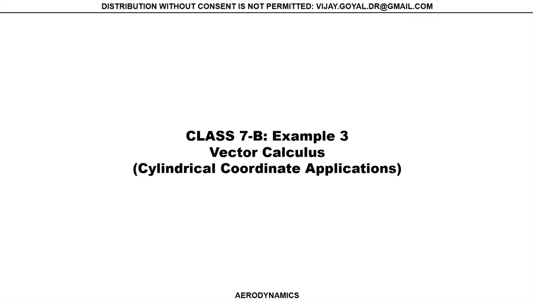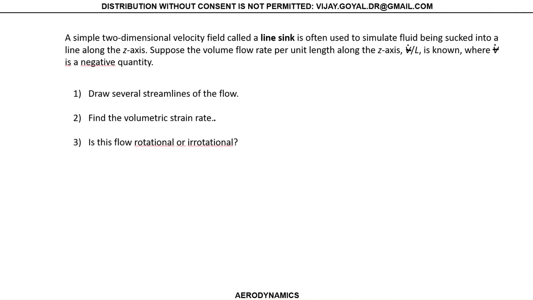This is a very good example working in cylindrical coordinates in fluid flow. Let's consider the following case. You have a two-dimensional velocity field, and it's called a line sink.